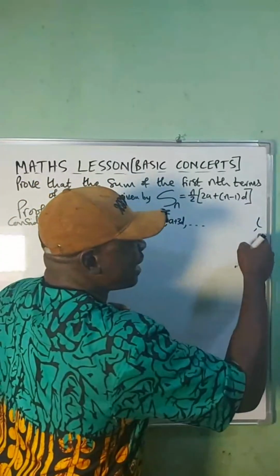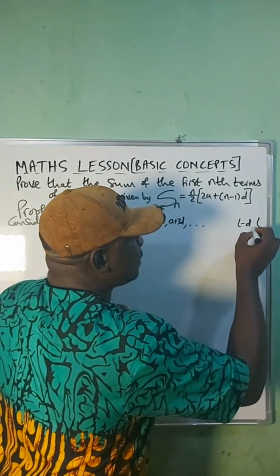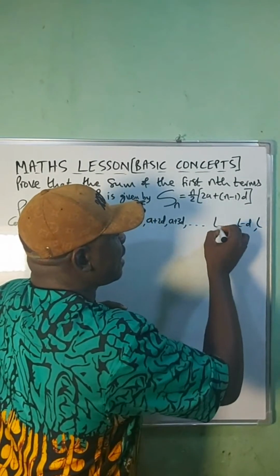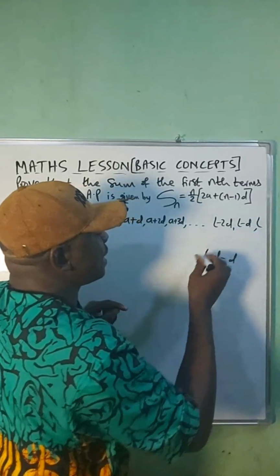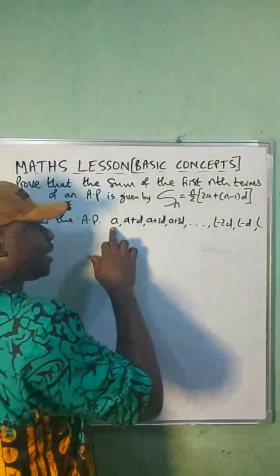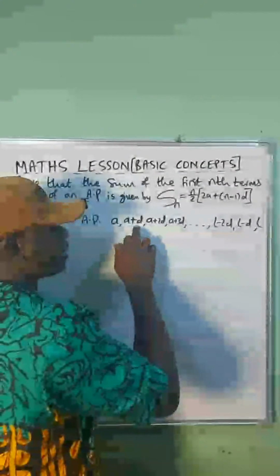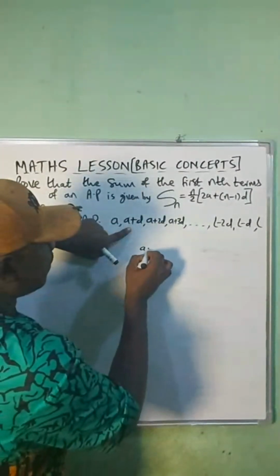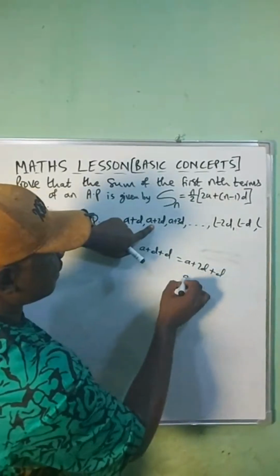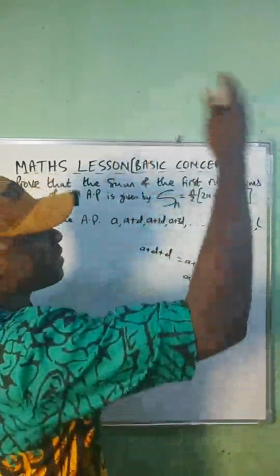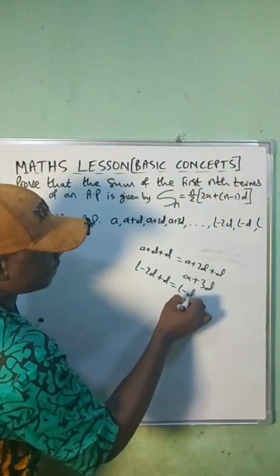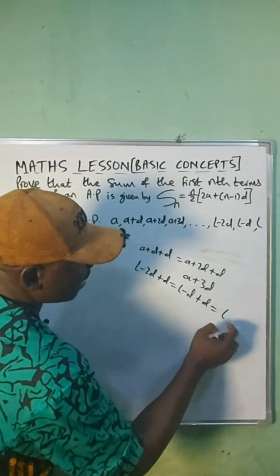If I want to get the second to the last term, I'll subtract d from here. That will be L minus d. I want to get the next one, I'll subtract another d. That will be L minus d minus d, that is L minus 2d. It continues like that. So this is the first term, a. A plus d, then a plus 2d. If you add another d, a plus 3d, it continues like that. Having L minus 2d, if I add another d, it will be L minus d, and if I add another d, it will be L, the last term.